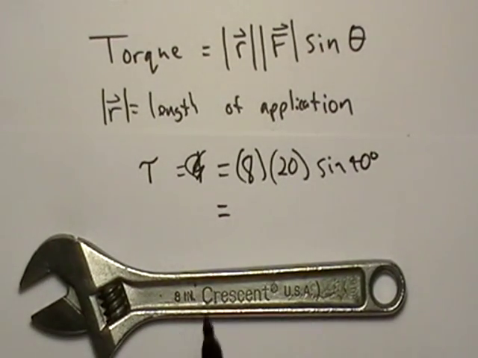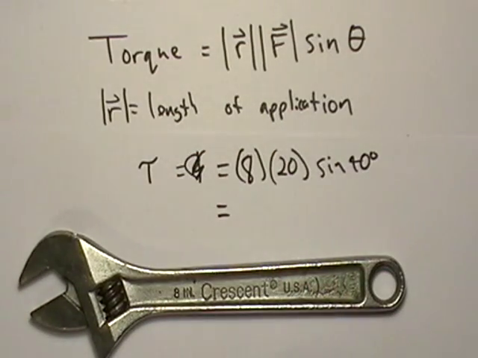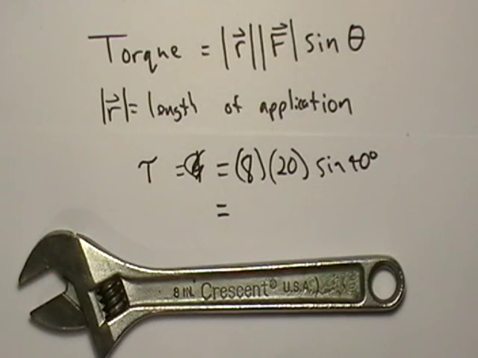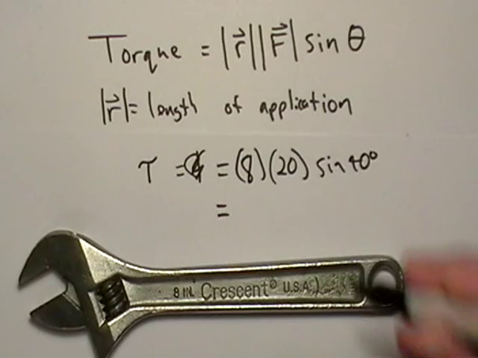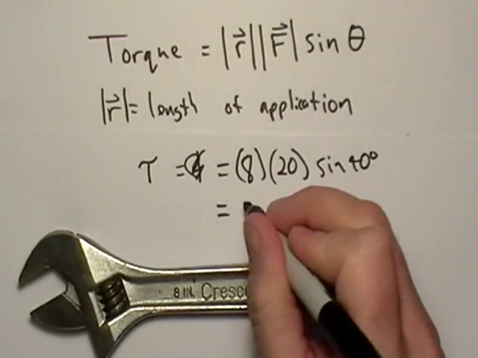Okay? Well, if I push on the wrench right here, this is going to tell us how much torque is on the head of that bolt. And of course, we're neglecting things like friction. Maybe there's usually a little play in a crescent wrench, unless it's American made. So here we go: 8 times 20 times sine of 40. Okay, so you get, call it, 103.